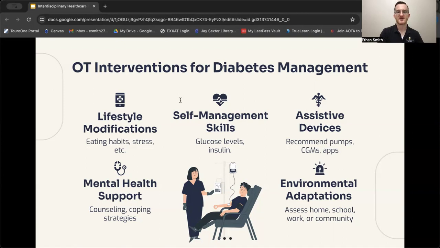Occupational therapy as a profession has its roots in mental health care, so it makes sense that when working with diabetics, we can address the psychosocial aspects of living with diabetes, including stress, anxiety, depression, and adjustment to the diagnosis. We provide counseling, emotional support, and coping strategies to help individuals navigate the challenges associated with managing a chronic condition.